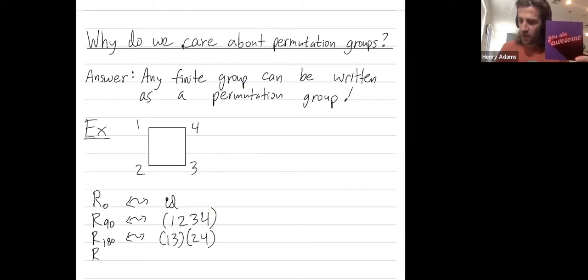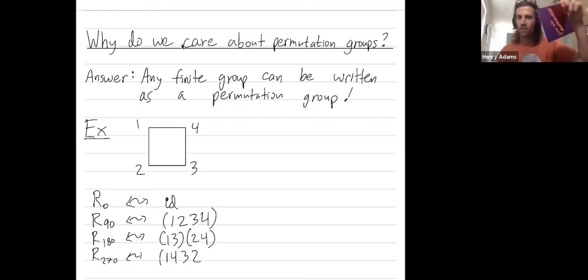The rotation by 270 degrees corresponds to the permutation. So now we're rotating like this. We're basically rotating by negative 90 degrees. So it sends 1 to 4. It sends 4 to 3. It sends 3 to 2. And it sends 2 to 1.